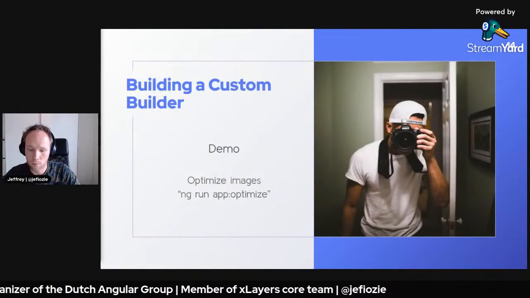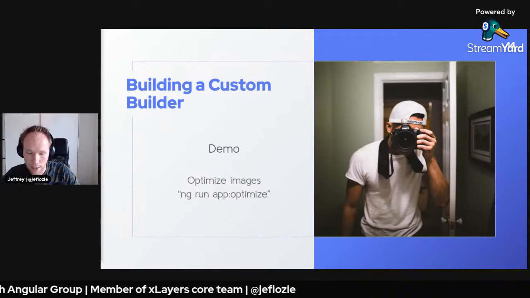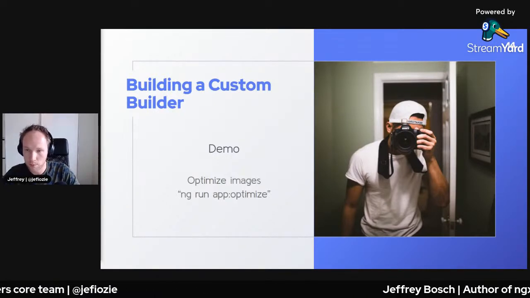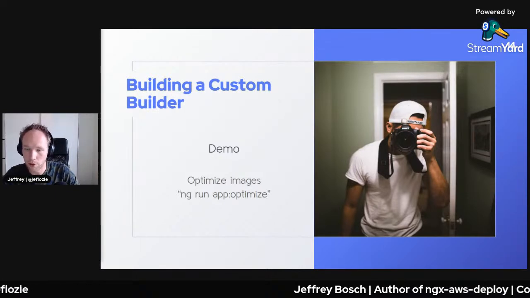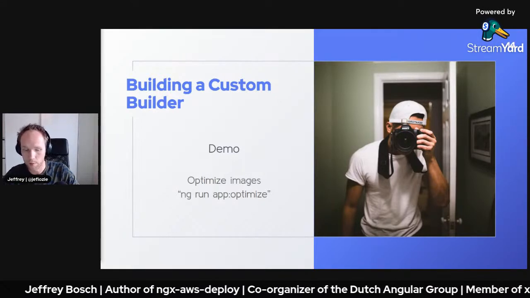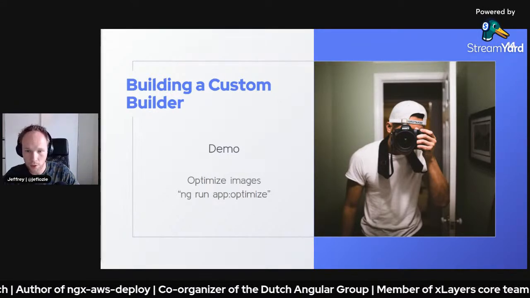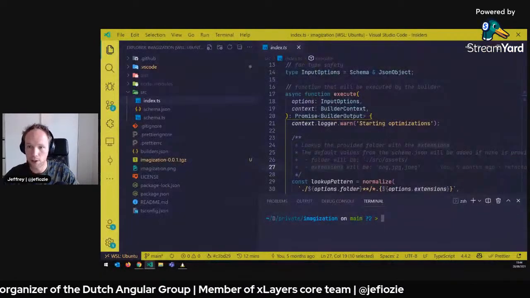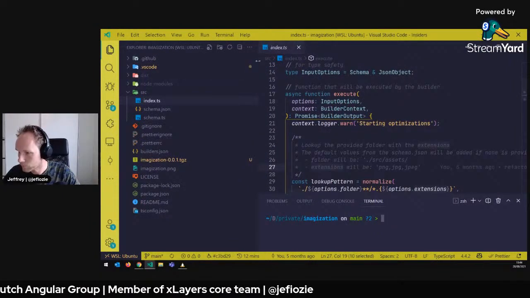Okay, so now we know the purpose of builders. We know that we can create custom builders. So let's switch over to some code. We're going to optimize images, and that's with the command ng run app for a project with optimize. Before we go to the part where we execute it, let me show my builder.